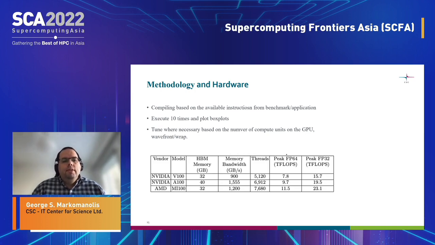So we use the NVIDIA V100 basically with 32 GB memory and 900 GB per second memory bandwidth. And we have here the threads that we can read. NVIDIA A100 also, and AMD MI100. Just to mention that for the FP64 teraflops, V100 is 7.8, A100 is 9.7, and AMD MI100 is 11.5.